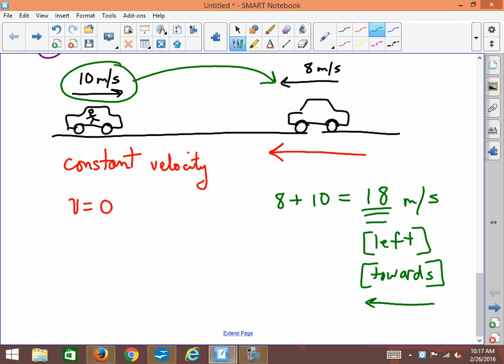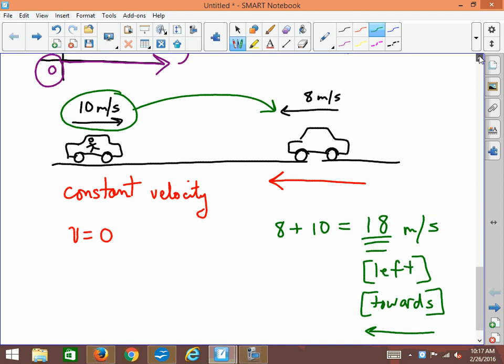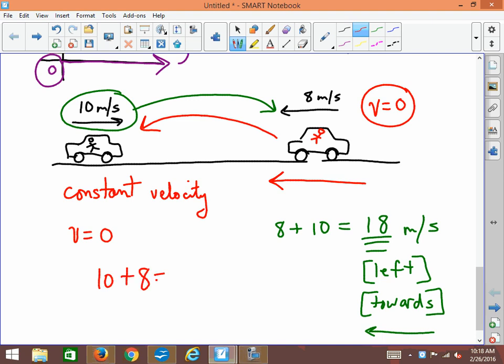But now, if we view the same picture, and instead we take your friend who's now sitting in this car, they would say, well, they cannot tell that they're moving without looking outside. And so to them, it's like their velocity is not anything at all. It's like a constant speed of 0. And when they look at you, they see your car approaching, and guess what? They see 10 and 8. And they see your car getting closer at 18 meters per second.